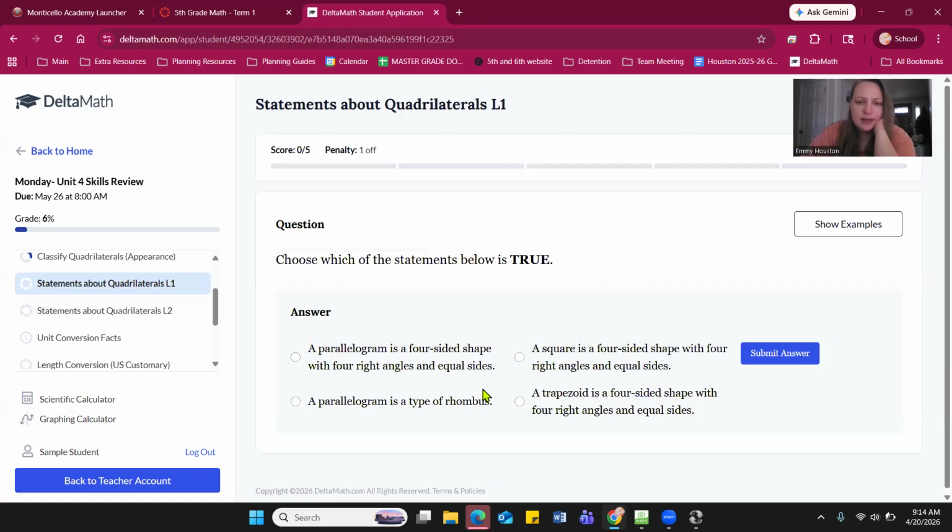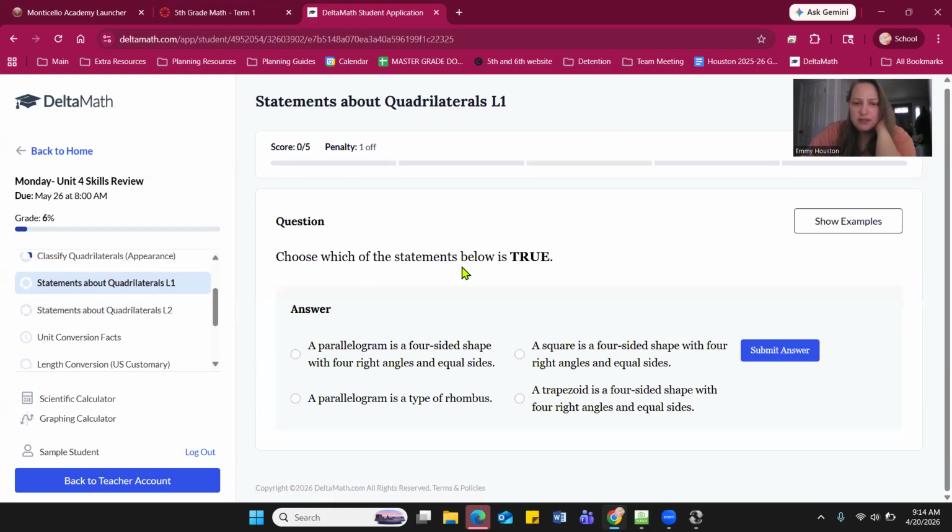And then this one, same idea. Which of the following statements below is true? A parallelogram is a four-sided shape with four right angles and equal sides. So we just said that a parallelogram has four sides, but it has two sets of parallel sides. So that's not the right definition. A parallelogram is a type of rhombus, maybe. A square is a four-sided shape with four right angles and equal sides. Well, that's a true statement for sure. A trapezoid is a four-sided shape. I can stop there. A trapezoid is not a quadrilateral.